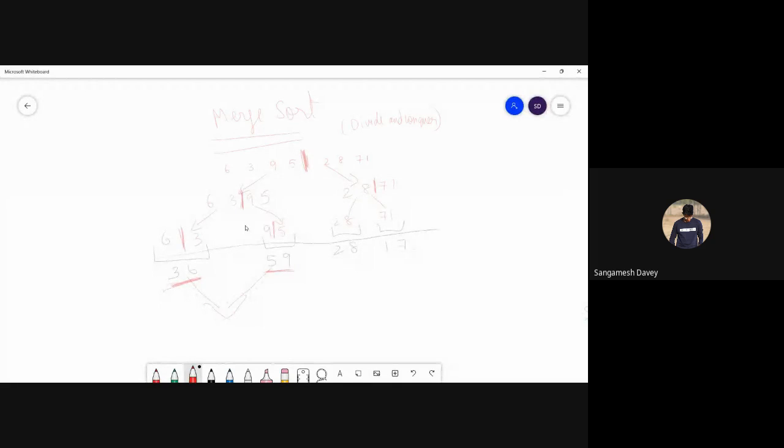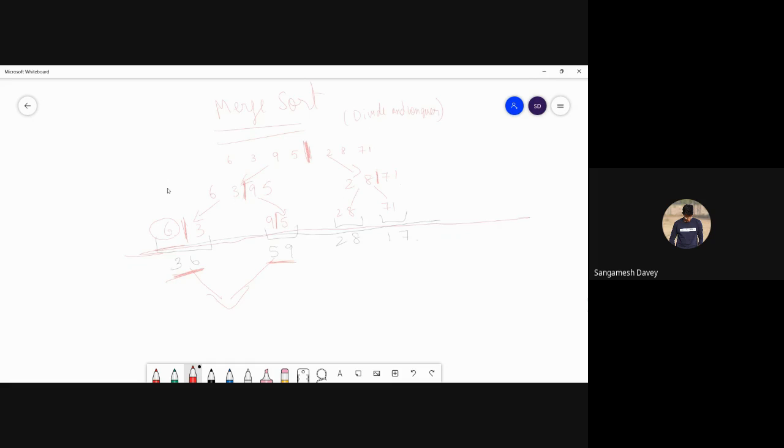I'll repeat until this step is the division step, where I'm dividing them into the least, like 6 and 3. I can't divide them further, right? It's the most indivisible state. After this, I start individually merging all of these. Here is where the merge part starts. 3, 6, 5, 9. If I merge and sort it, I'll have it as 3, 5, 6, 9. In 2 seconds, I'll tell you how I am taking these 4 elements and getting to 3, 5, 6, 9. And then again 2, 8, 7, 1.